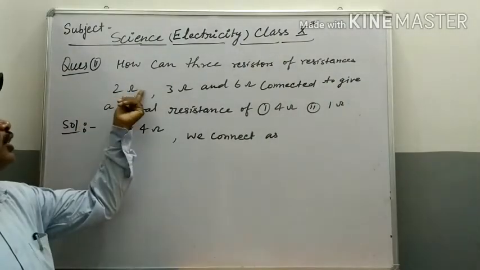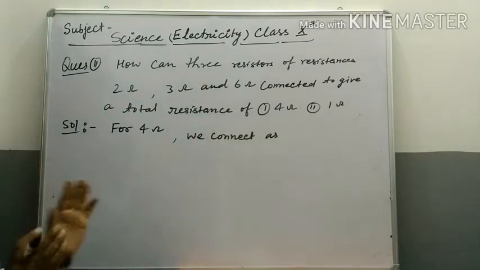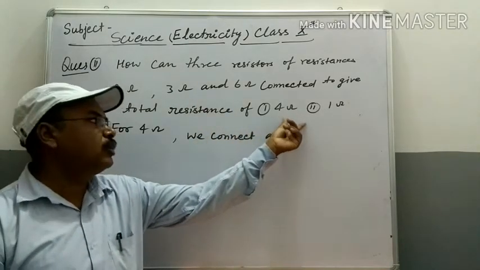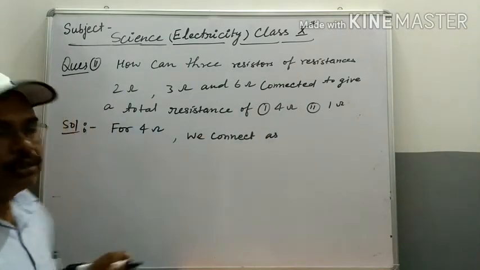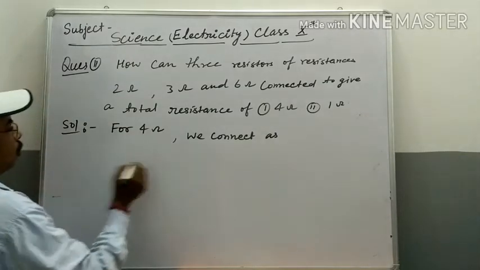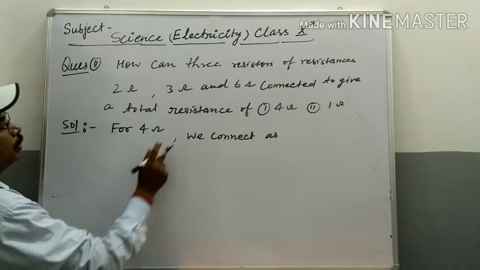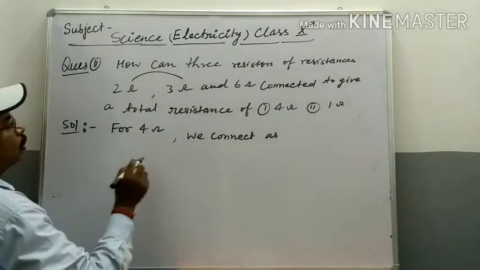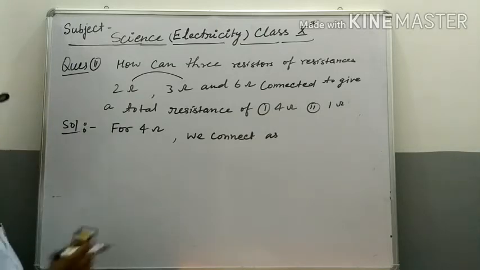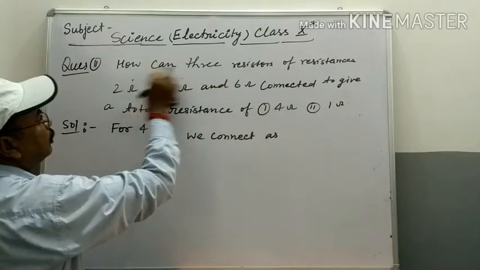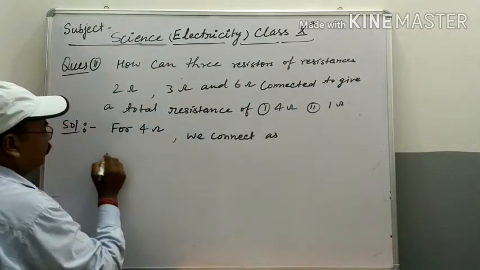The three resistances 2 ohm, 3 ohm and 6 ohm, the total will be 4 ohm. Which type of connection, series or parallel, we have to find out. Students, let's try parallel connection. In parallel connection between 2 ohm and 3 ohm, we have to check just parallel connection.